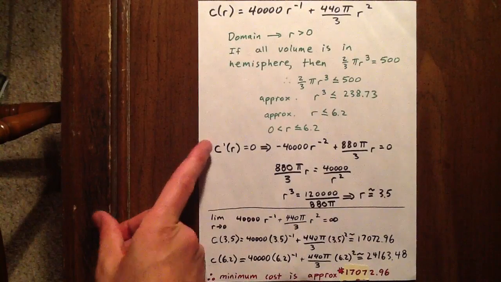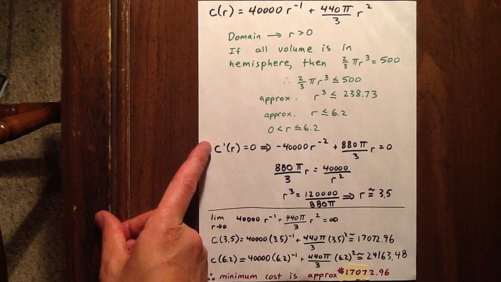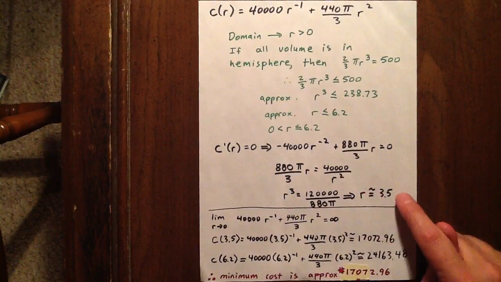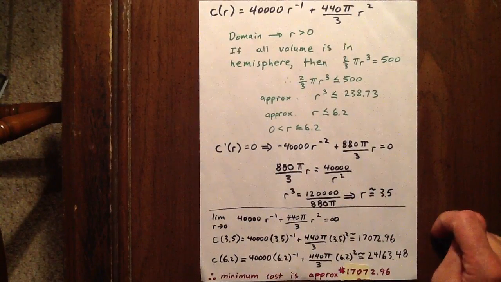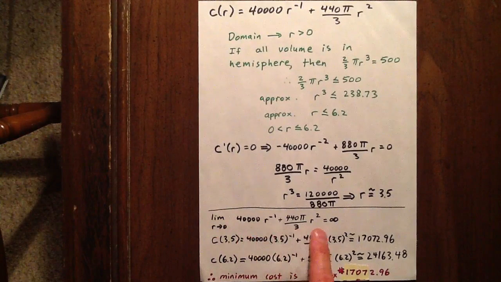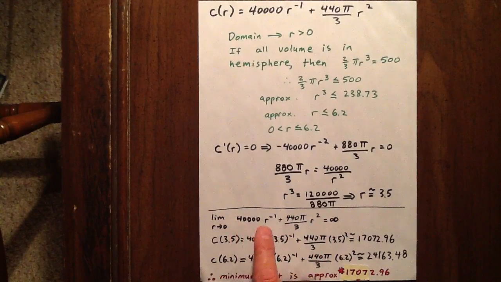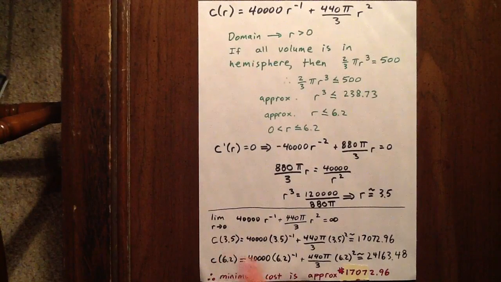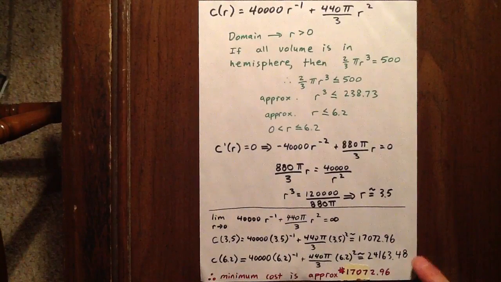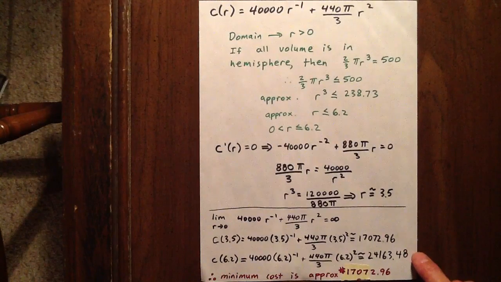And what we're going to do next is take the derivative of the cost function with respect to r and set it equal to 0. And in doing that, we get r equaling approximately 3.5. Now, we take the limit as r goes to 0 of the original expression. Well, this term becomes 0, but this term grows without bounds, so that would be infinity. If we let r be 3.5, we would get a cost for the silo of $17,000 and change. If we let r be 6.2, we'd get a cost for the silo of $24,000 and change.